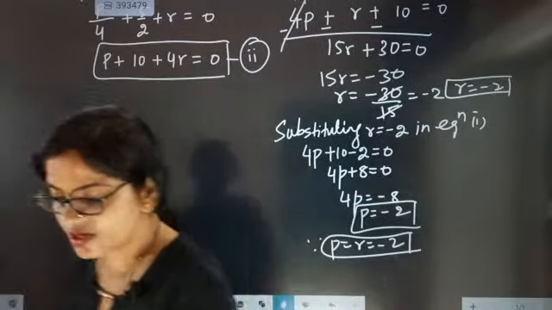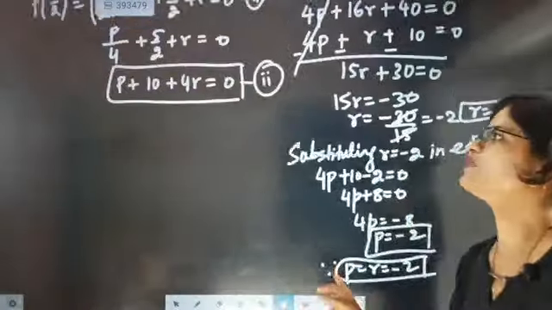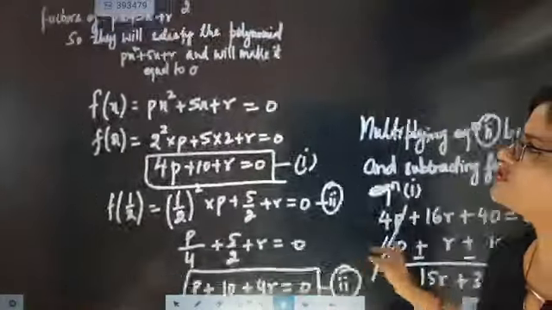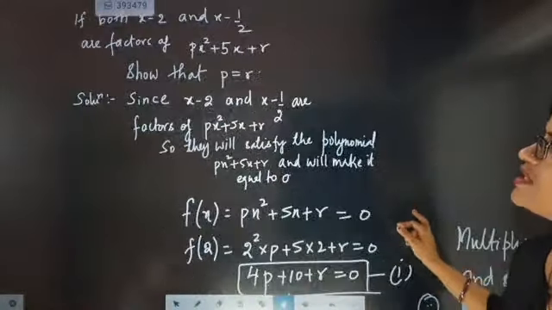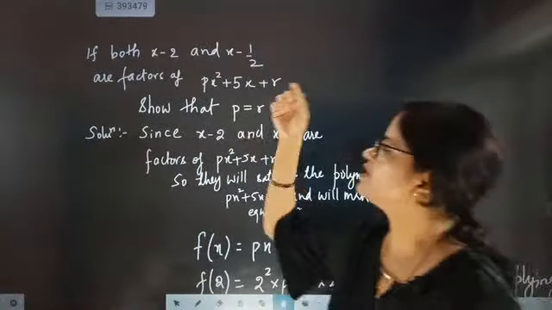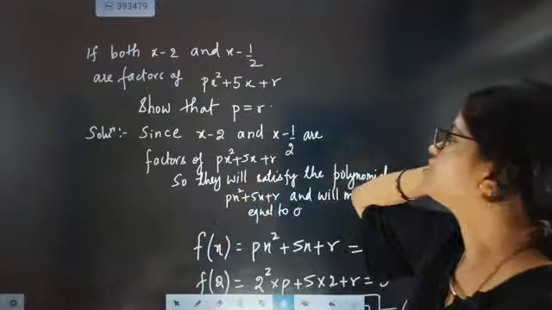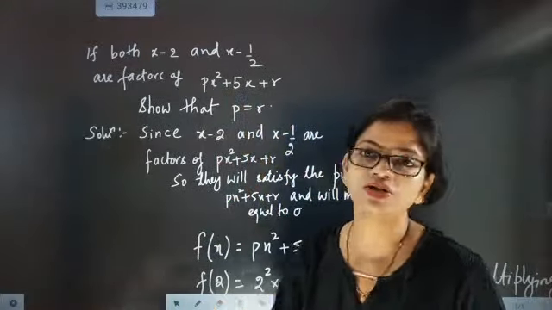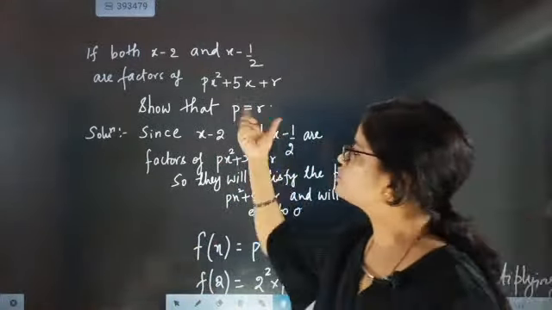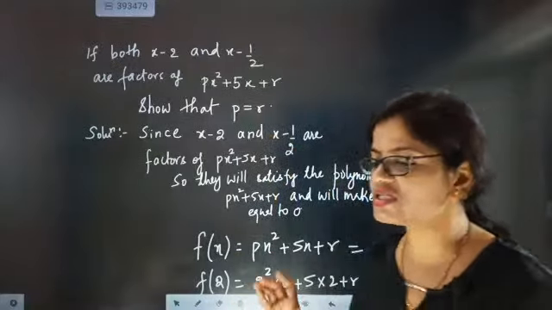Okay, can you explain again, auntie? Yes, I am going to explain this part one more time, beta. So what is the question given to you? The question they are asking is: if both x minus 2 and x minus 1 by 2 are factors of this one, then you have to show that p equal to r. Exactly, the question is very simple.